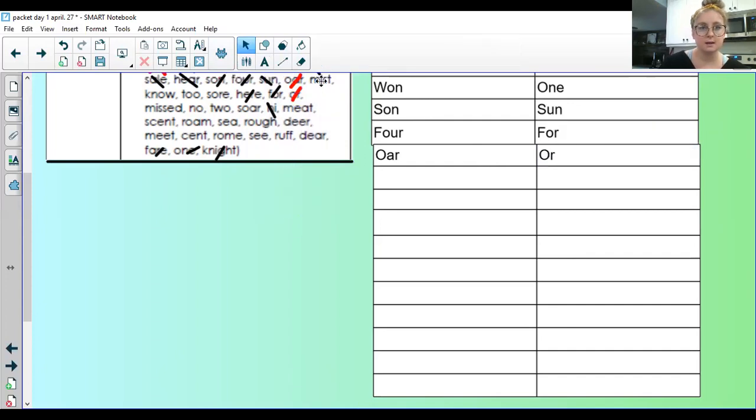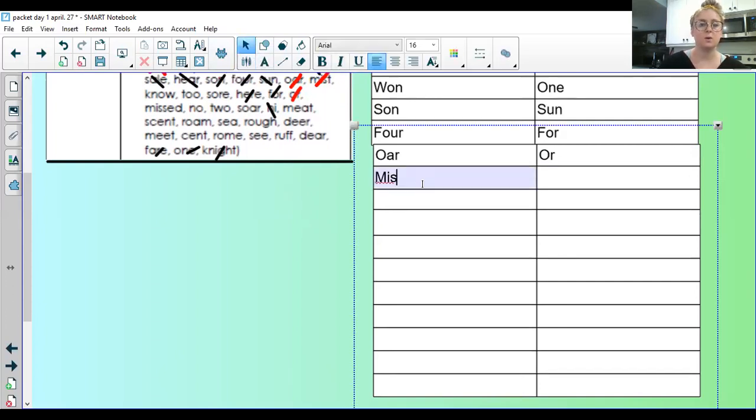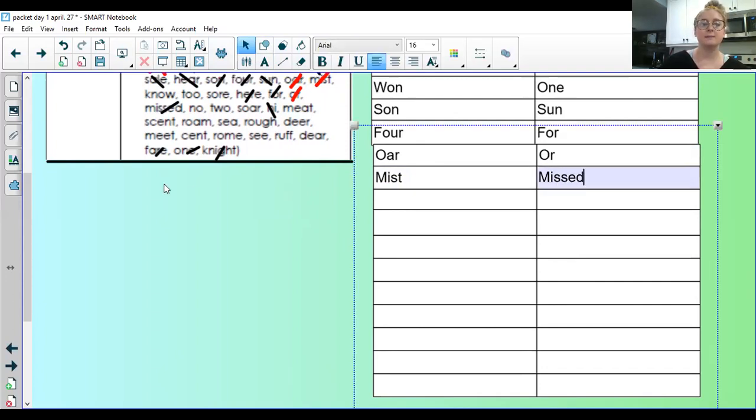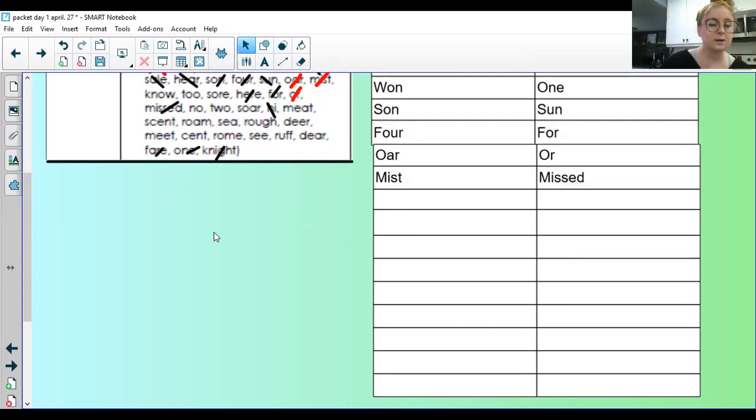Now we have the word mist. Mist, M-I-S-T. That's like if it's lightly raining and you walk through a mist. It's like you feel the water, but it's not coming down insanely hard. And then the other missed is ending with a D, and it has that suffix ed on the end of it. Saying like, I missed you, like when you see somebody after a really long time, which is what I'm going to say to all of you when I see you after all of this time that we have been apart.